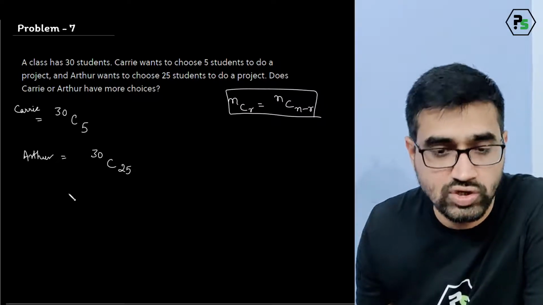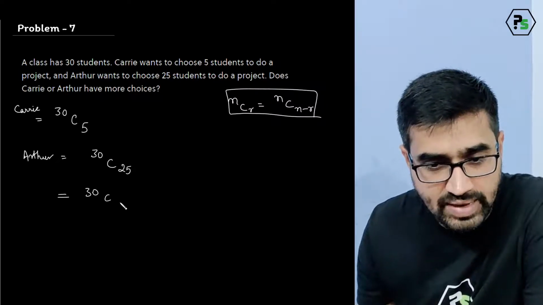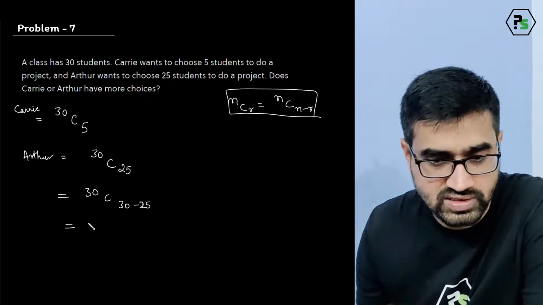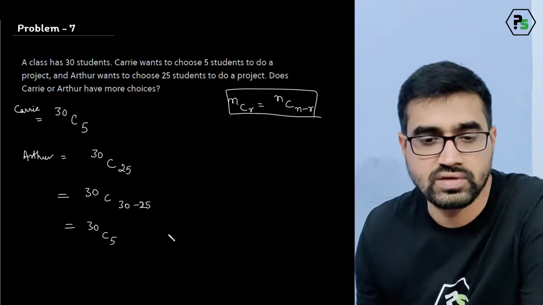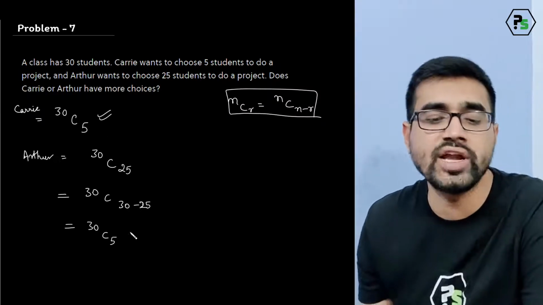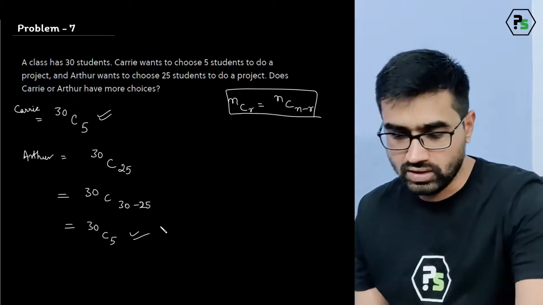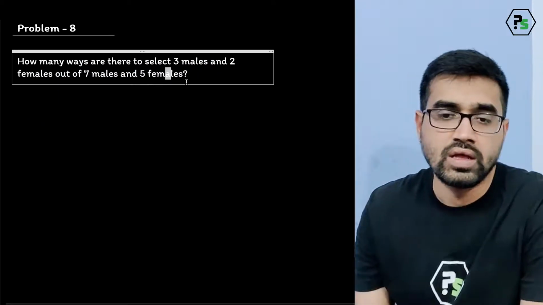So it is 30C25. The formula says that this can be written as 30C(30 minus 25). So basically this is 30C5. That's the same value actually. I don't need to go and further simplify it. It's pretty obvious they are equal. Okay, let's take up the next one.